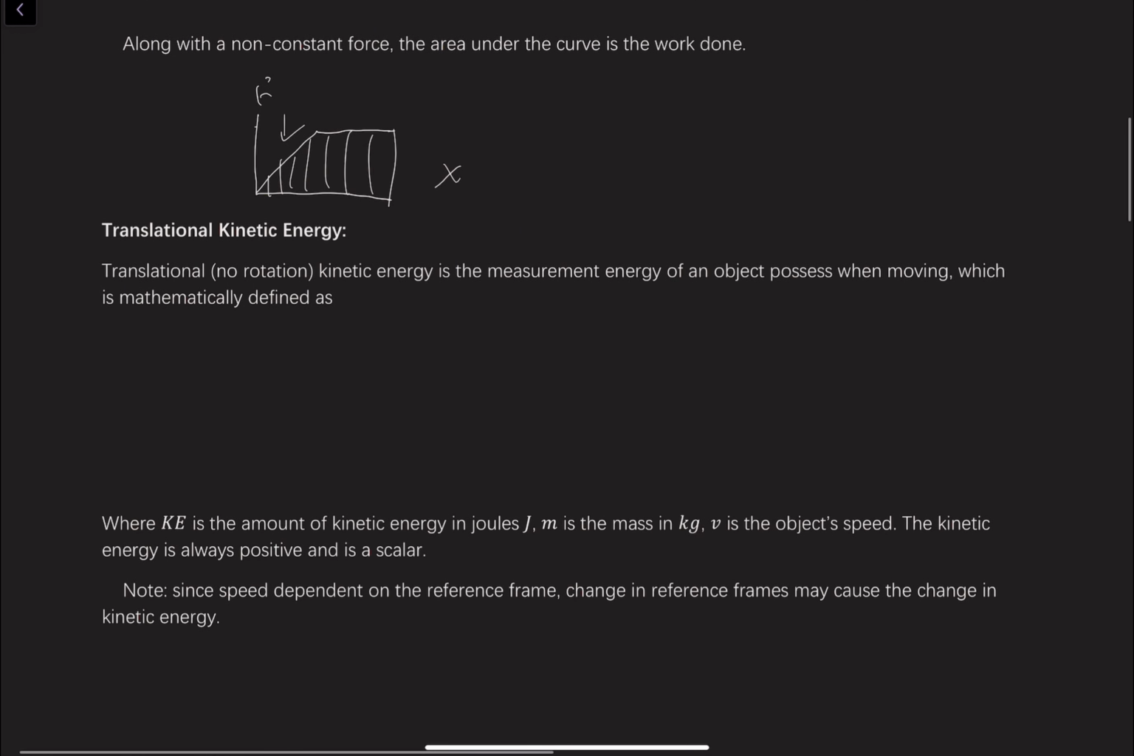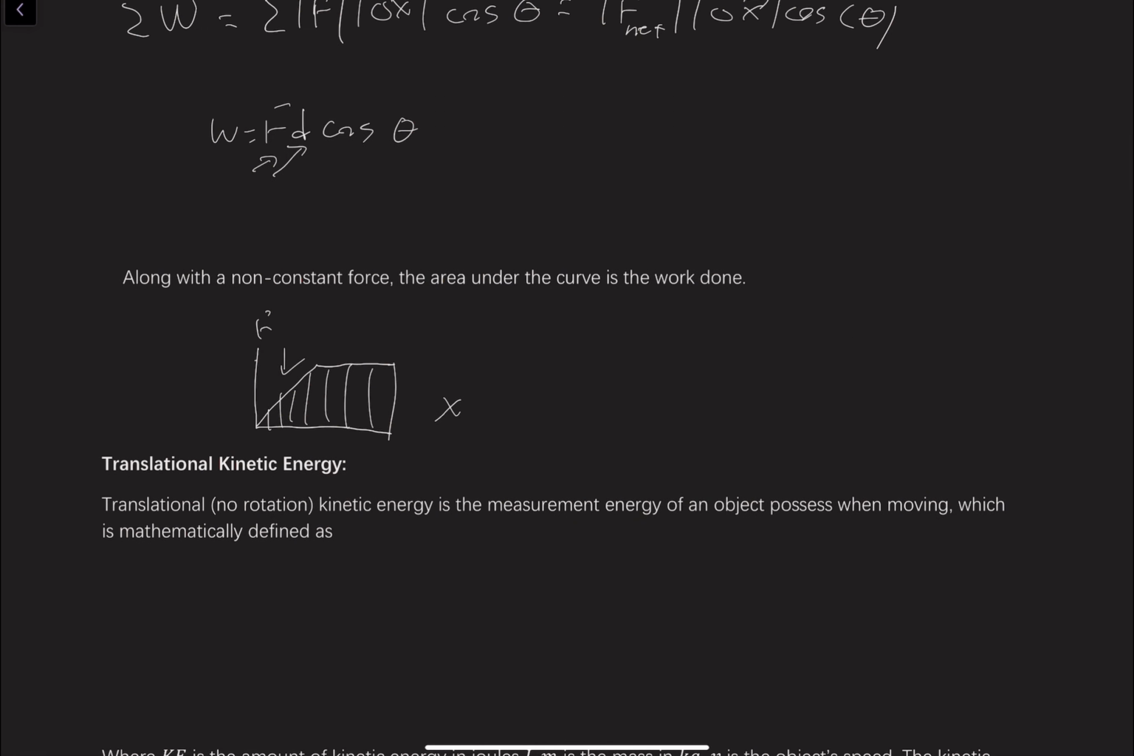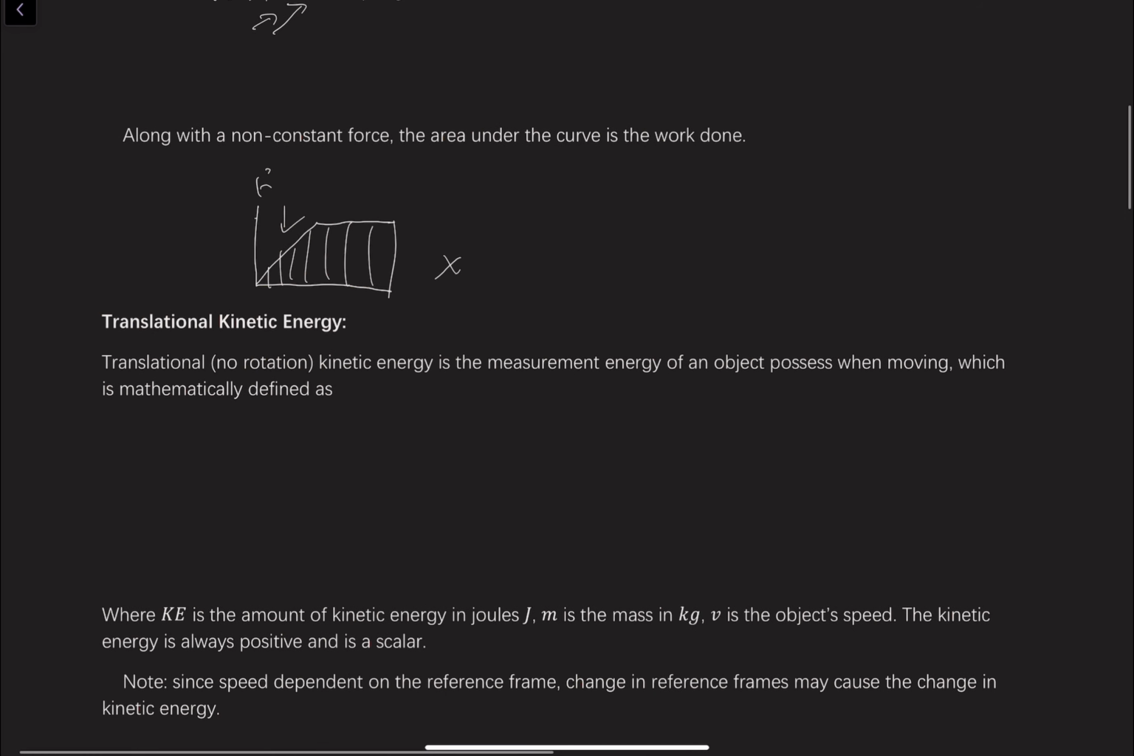Next concept is translational kinetic energy. Translational, which in this unit is always not rotation. Kinetic energy is a measurement of energy possessed by an object when it's moving. You can write capital K, or I usually write capital KE, equal to 1/2 m v squared. KE is the amount of kinetic energy in joules, m is the mass in kilograms, v is the object's speed, very important.